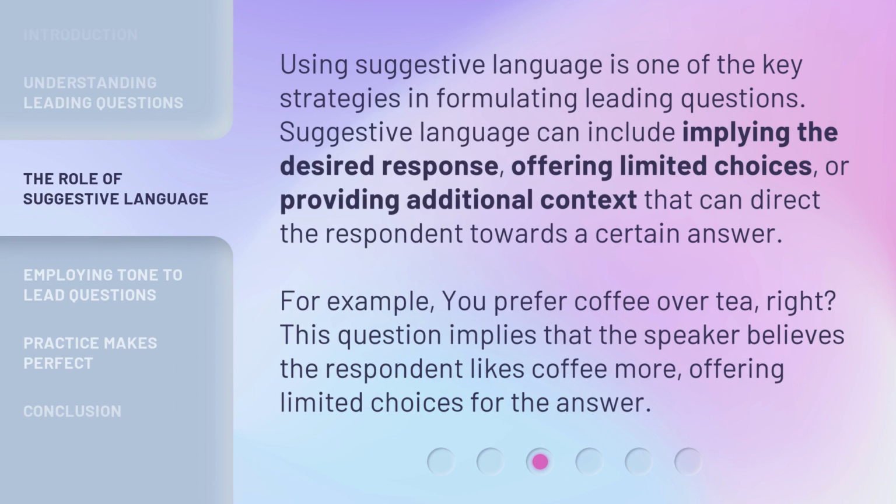Using suggestive language is one of the key strategies in formulating leading questions. Suggestive language can include implying the desired response, offering limited choices, or providing additional context that can direct the respondent towards a certain answer. For example, you prefer coffee over tea, right? This question implies that the speaker believes the respondent likes coffee more, offering limited choices for the answer.